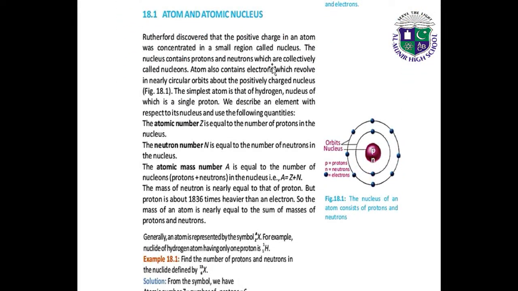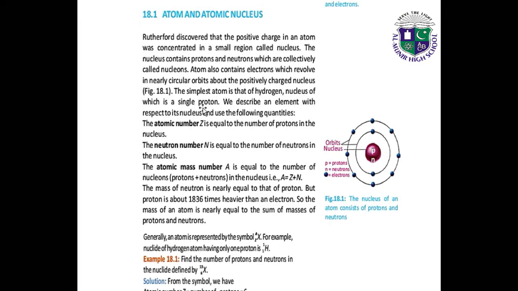Rutherford discovered that the positive charge in an atom was concentrated in a small region called nucleus. The nucleus contains protons and neutrons, which are collectively called nucleons. Atom also contains electrons, which revolve in nearly circular orbits about the positively charged nucleus. The simplest atom is that of hydrogen, nucleus of which is a single proton.